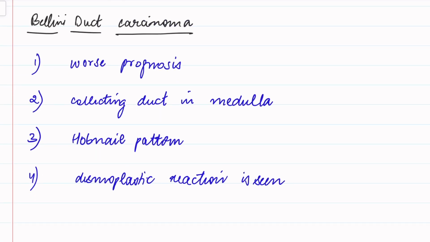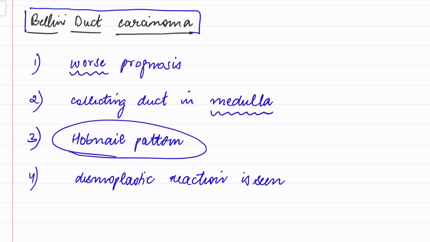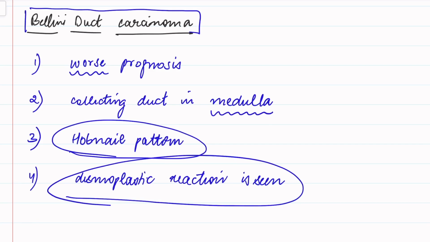Now coming to the last subtype, Bellini duct carcinoma. It has a worse prognosis. Its cell of origin is the collecting duct in the medulla. And you will see a hobnail pattern on histopathology and desmoplastic reaction. So remember that hobnail pattern and desmoplastic reaction is seen in Bellini duct carcinoma.